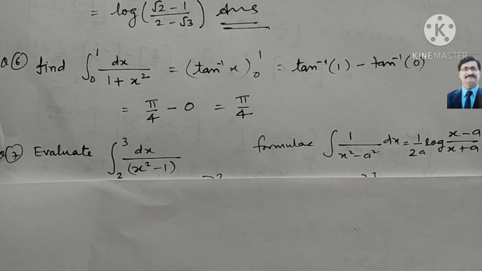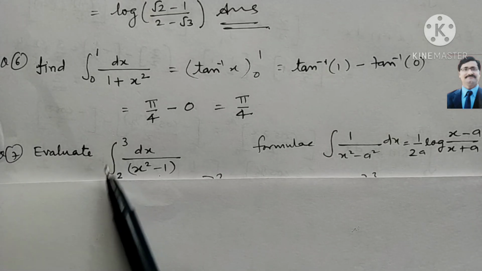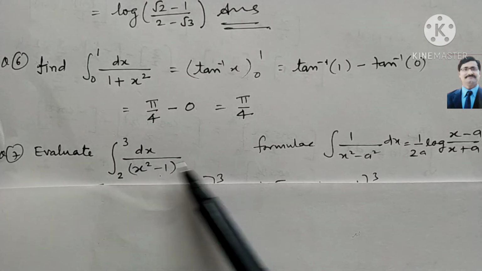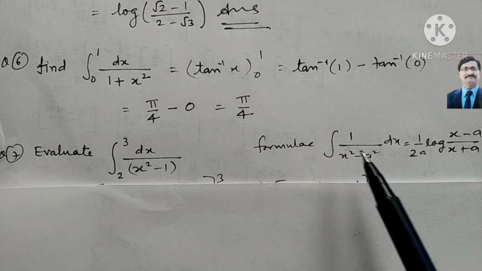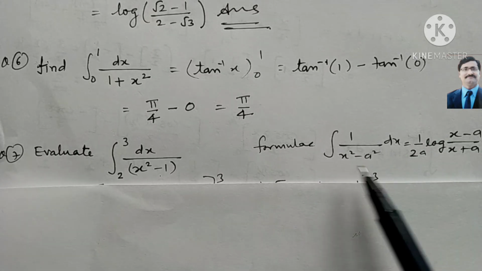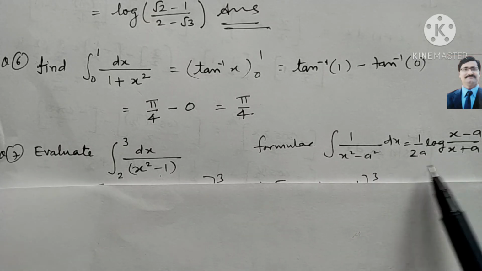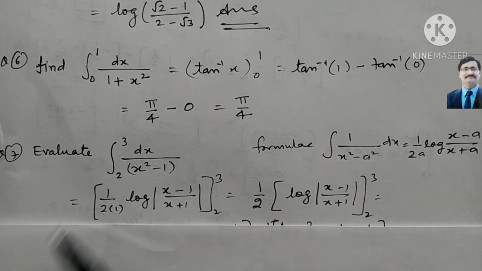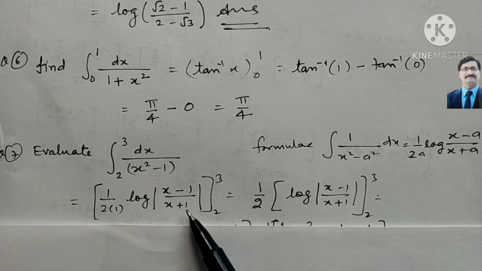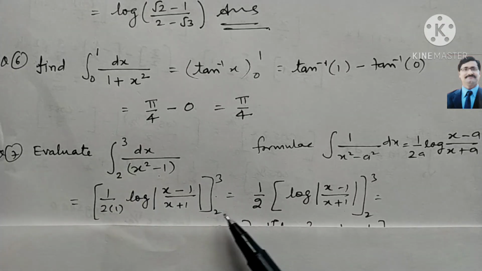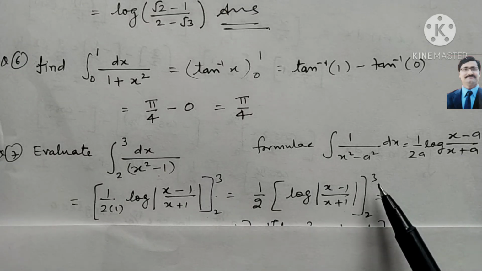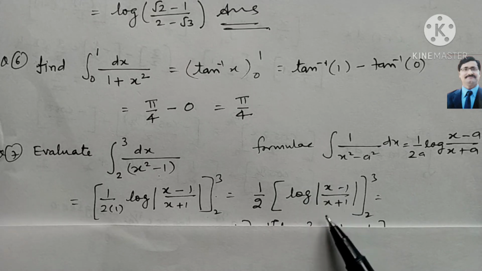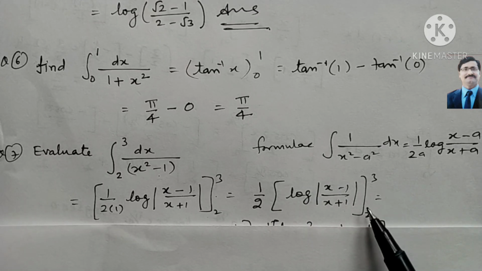Now the next question is we have to evaluate this integral from 2 to 3 of dx upon x square minus 1. Here we can use this formula: integral of 1 upon x square minus a square dx equals 1 upon 2a log of x minus a upon x plus a. Here in place of a we have 1, so 1 upon 2 into 1 log of x minus 1 upon x plus 1. Here the limit is given 2 to 3. So look here, 1 upon 2 we can take out, this is common, so bracket log modulus of x minus 1 upon x plus 1, from 2 to 3.